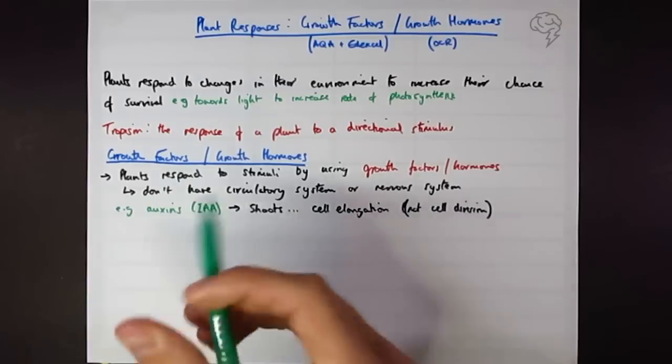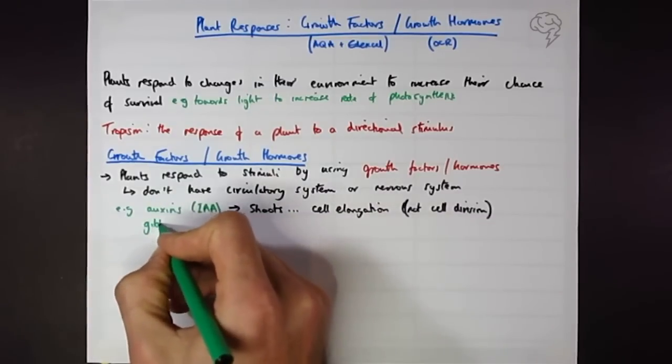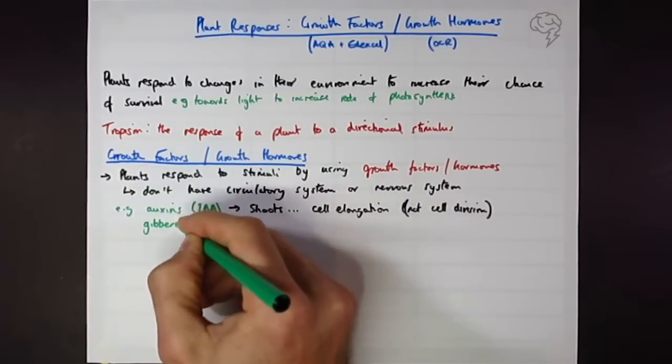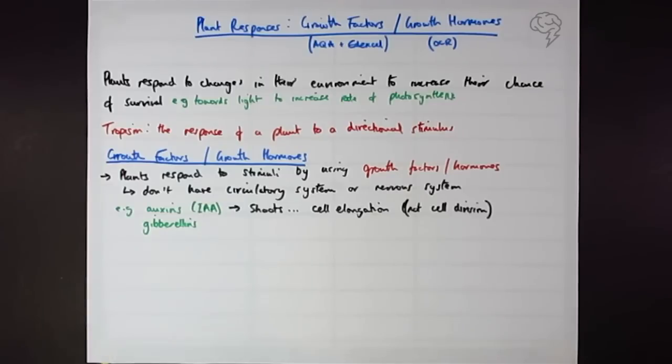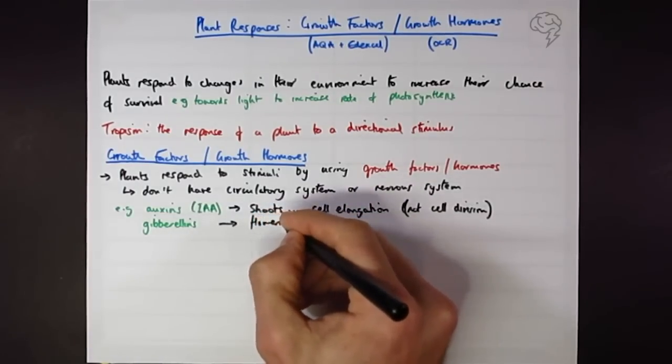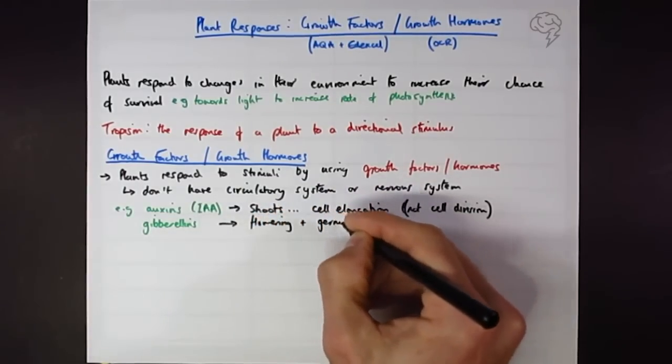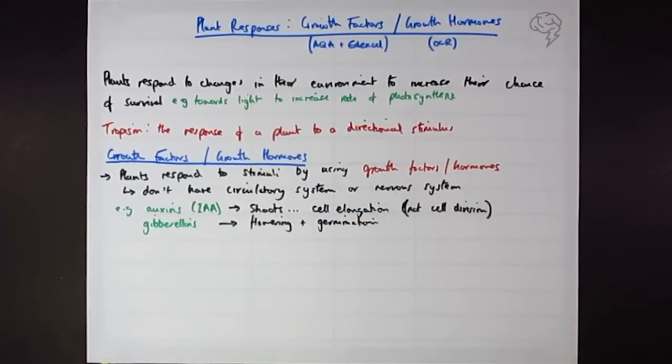We're going to maybe mention another one here called gibberellins. These are responsible for controlling flowering and germination in plants. There's a whole host of these things. Going into too much detail, if we need more detail, we'll look at them in another lesson.